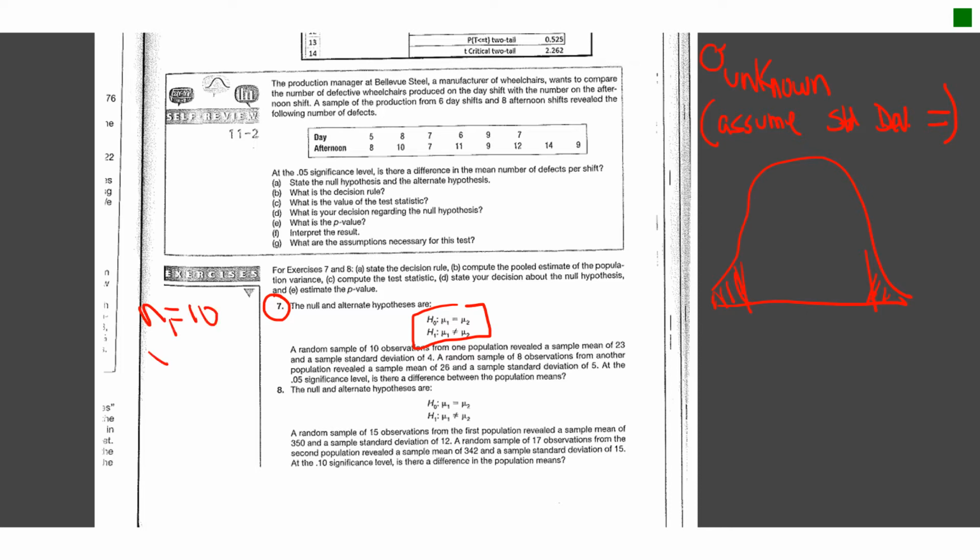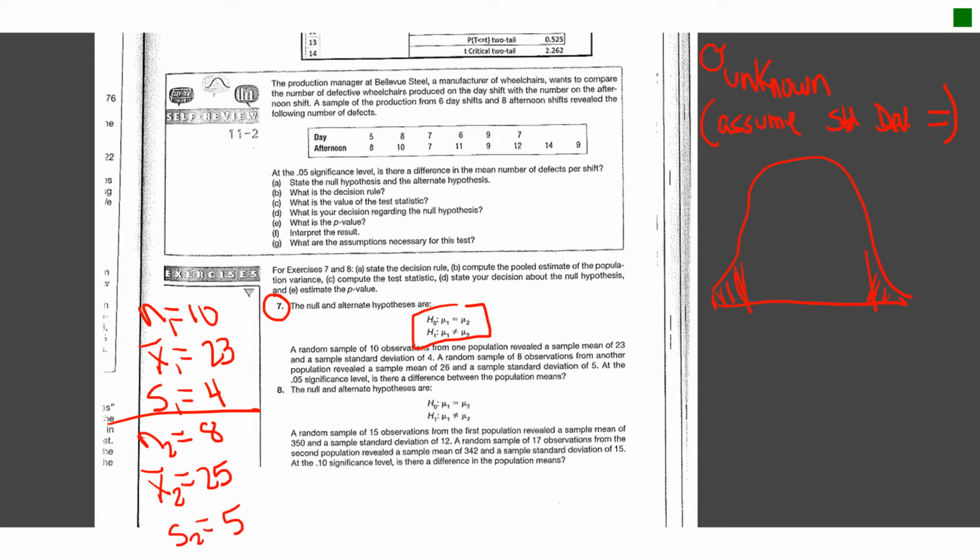They give you X bar 1 equal to 23 and a sample standard deviation equal to 4. I'm just going to label this to bring it out of the problem. Then it says there's another sample. I'm going to label that as N2. That's a sample size of 8. As I keep reading, the sample mean from there was 25. So X bar 2 is equal to 25, and the sample standard deviation S2 is equal to 5.